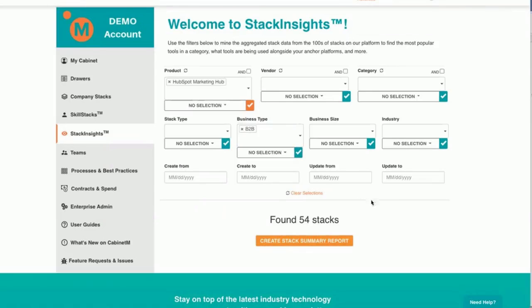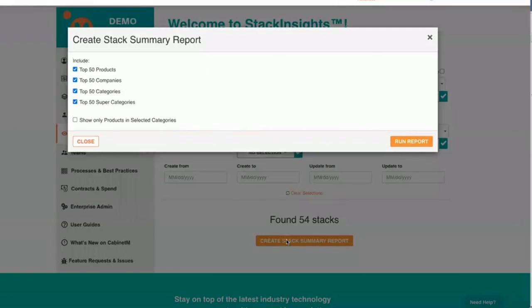You could also look at the business size, you could check out the industry and put in what industry you're in, and you could also look at when they were created or updated. Then you can create a report based on this information.